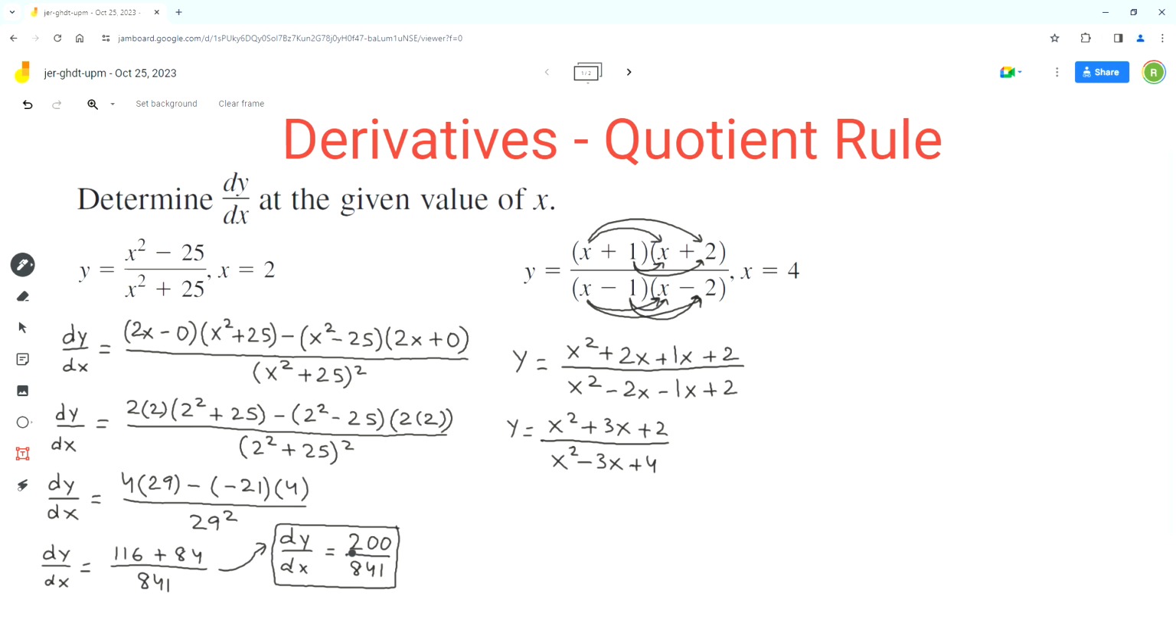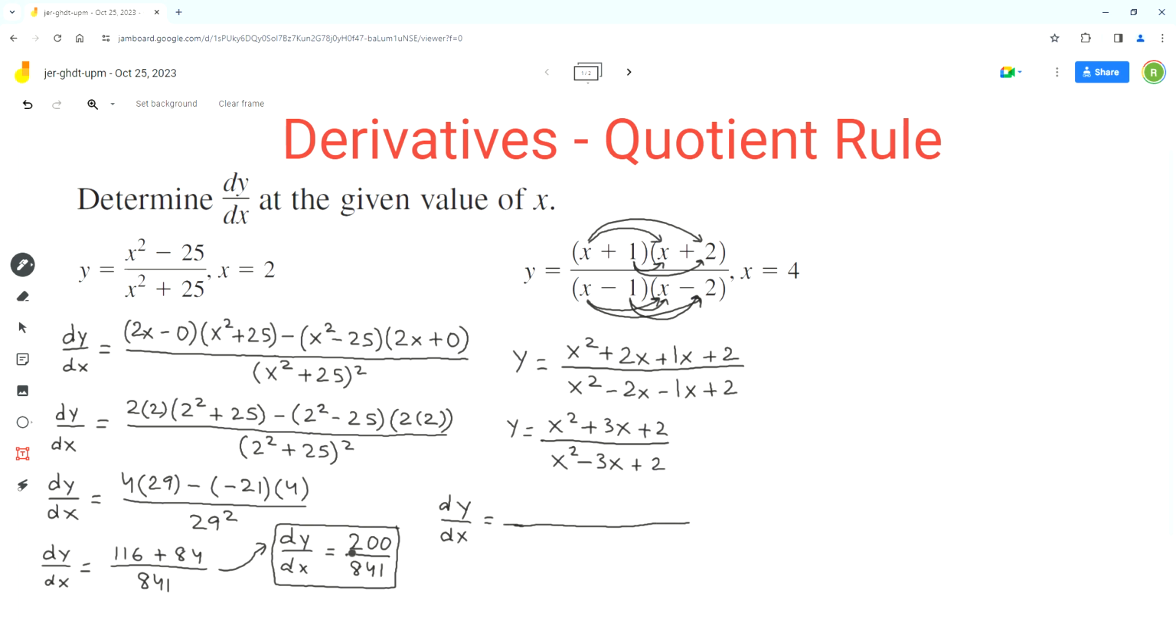Now we can, sorry, not 4, sorry, 2. Now we have to use the quotient rule. So the expression will be, dy over dx, we have to use the Leibniz notation. So dy over dx will be equal to, so we'll start with the derivative of the numerator expression.